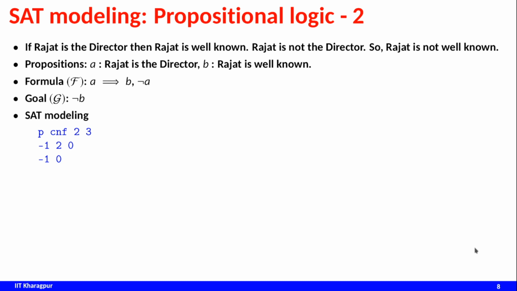So the only thing is that Rajat is not the director, so I have to replace it with -1 0, and the goal is changed here, so I just need to have 2 0 because this is not B, so I have to take the negation of that. This is satisfiable, so therefore we cannot conclude this statement. So this is just another example of propositional logic.